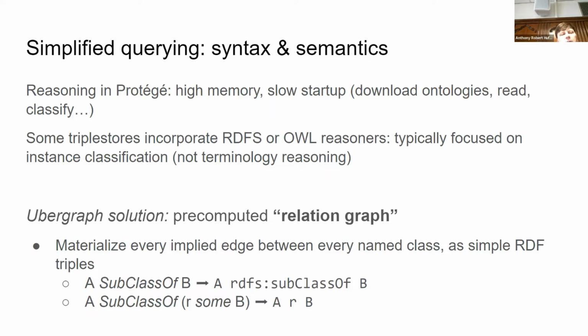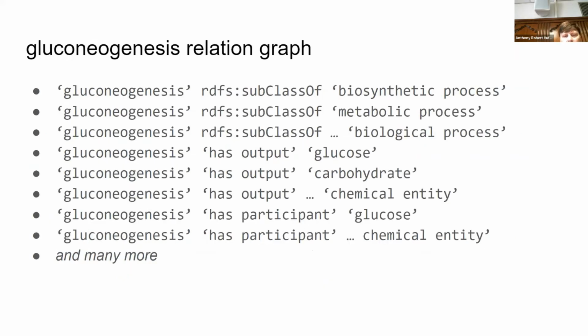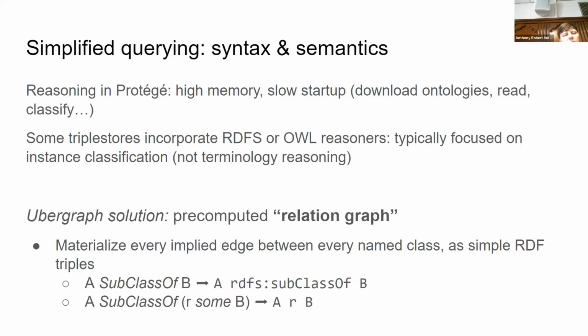Some triple stores that are available incorporate reasoners. Usually they're focused on instance classification and not so much on the terminology queries that we're talking about here. And so the solution that Ubergraph takes is this precomputed relation graph. The idea is that we just materialize every implied edge between every named class as simple RDF triples. So if there's an inference that A is a subclass of B, then there's a triple in there that says A rdfs:subClassOf B.